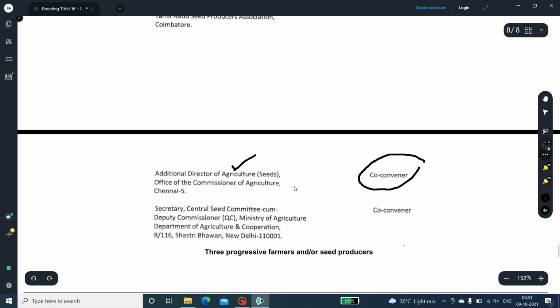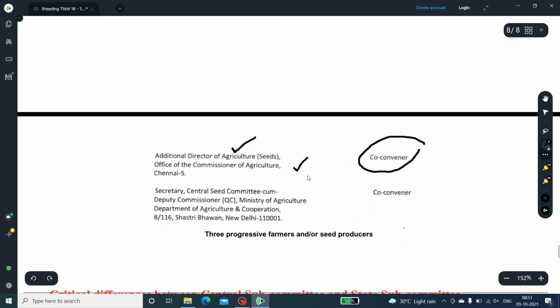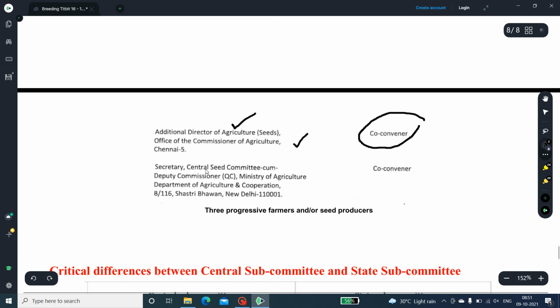Located at the Commissionerate of Agriculture at Chennai, or the Secretary, Central Seed Committee, Deputy Commissioner Quality Control, Ministry of Agriculture and Family Welfare, New Delhi, is also a co-convener. 3 progressive farmers or seed producers will also be nominated.